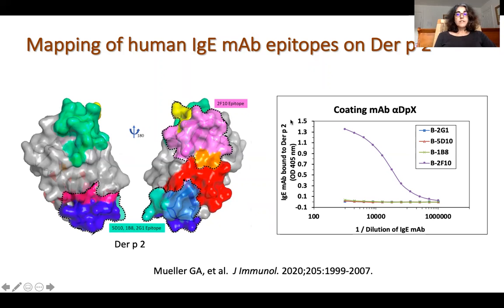On the right, relative epitope mapping was assessed by immunoassay. 3 of the 4 IgE monoclonal antibodies did not bind to DERP2 presented by a murine IgG monoclonal antibody alpha DPX. This indicates that their epitopes overlapped. In contrast, the epitope for the IgE monoclonal antibody 2F10 clearly bound to a different site, as also shown by the NMR data.